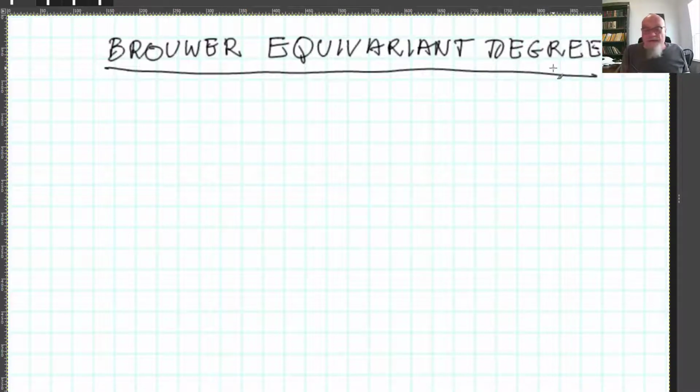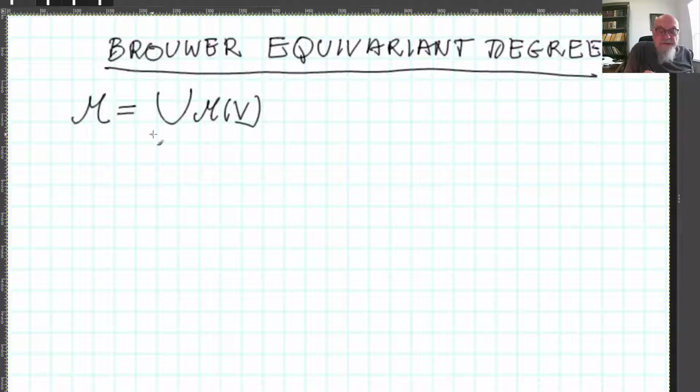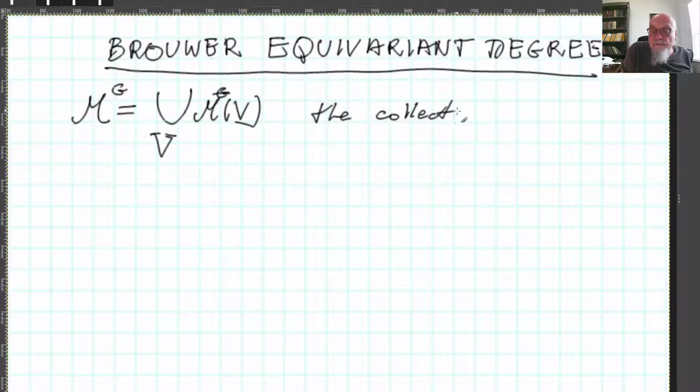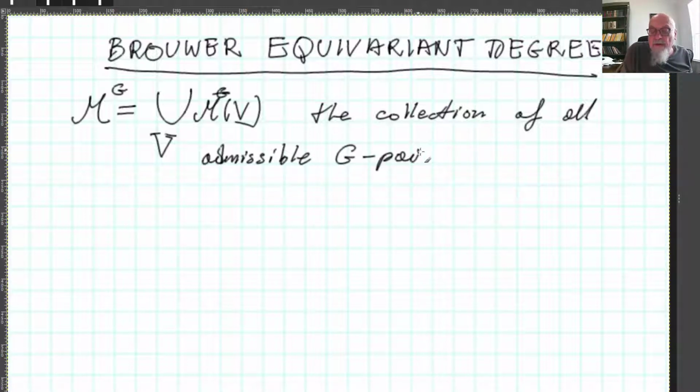Let's start. Remind you also that M with G will stand for all possible pairs (V, G). This is the collection of all admissible G pairs. Let me just explain it more clearly. What is M with G?